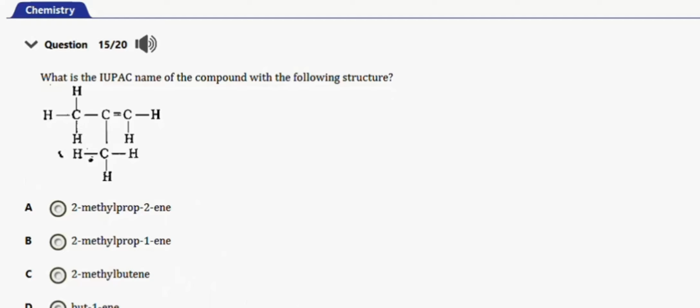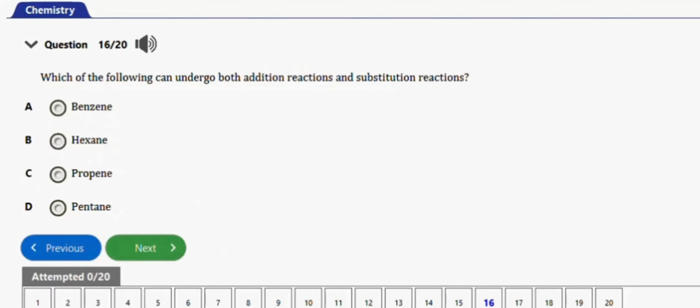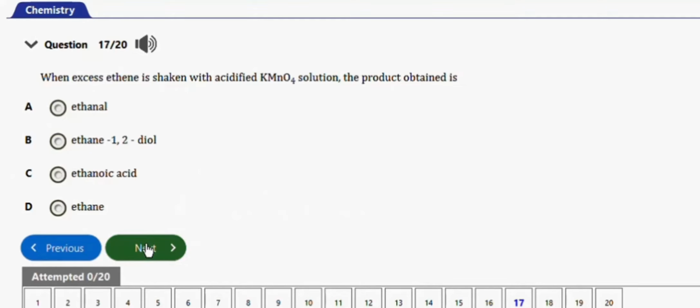So the next question, this one, it says which of the following can undergo both addition reactions and substitution reactions? So it's benzene. Option A. Very important. This question sometimes gets repeated. The next question will be this one. It says when ethene is shaken with acidified potassium manganate(VII) solution, the product obtained is, so it's going to be ethane-1,2-diol. Option B. That's the right answer. Take note of this question.